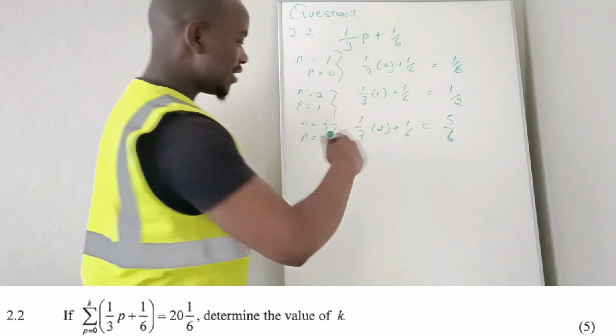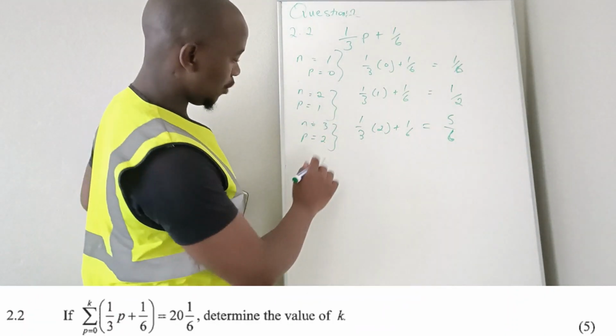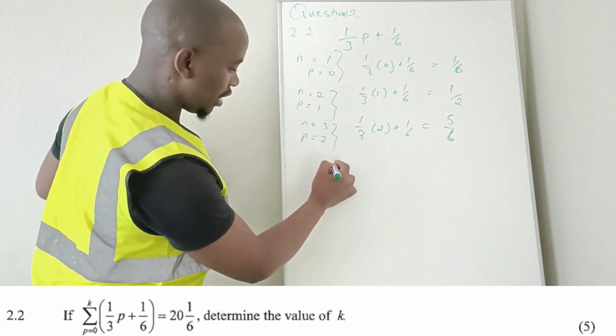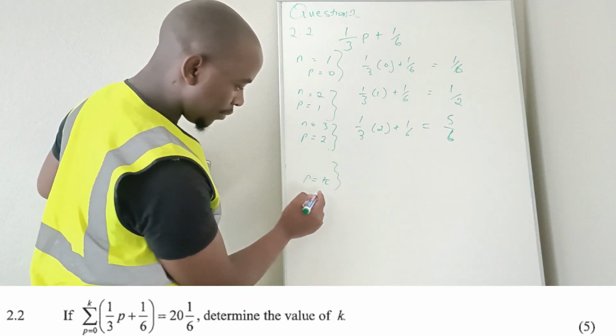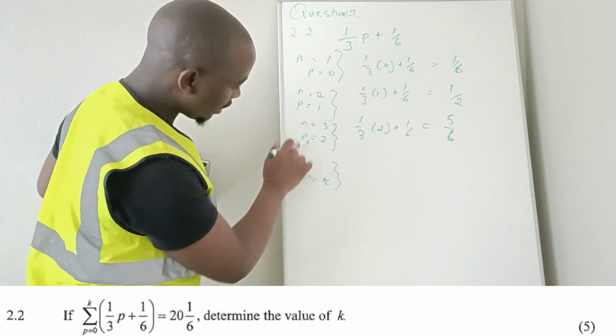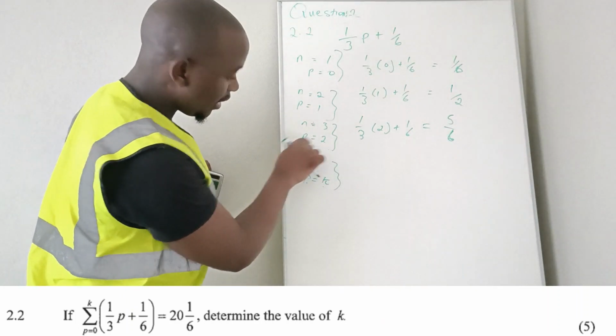So this carries on and on, because now we're looking for k. There's a point where p is equal to k. If p is equal to k, we already know that n is always p plus 1.